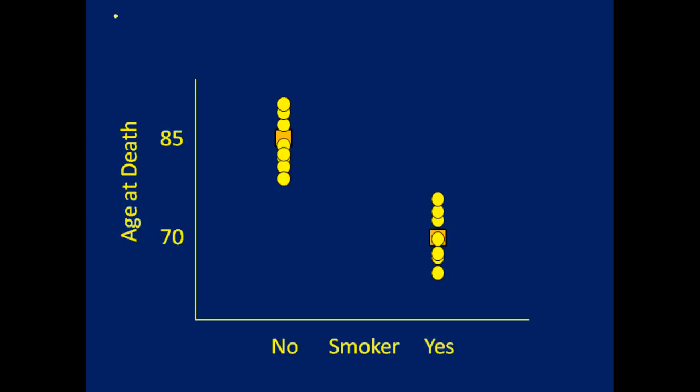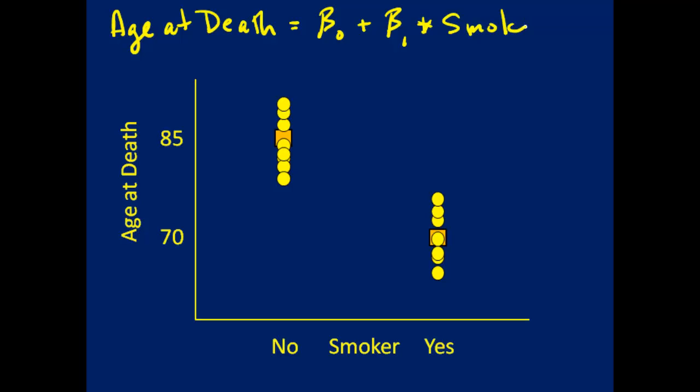Well, we would have the age at death as the outcome, and it would be equal to some constant, beta 0, plus another constant, beta 1, times some variable to represent the smoker. And then we would also have a random component. Now the problem here, though, is that the variable smoker is not a number. It's a category. It's no or yes. So how are we going to multiply a category times beta 1? It doesn't make any sense.